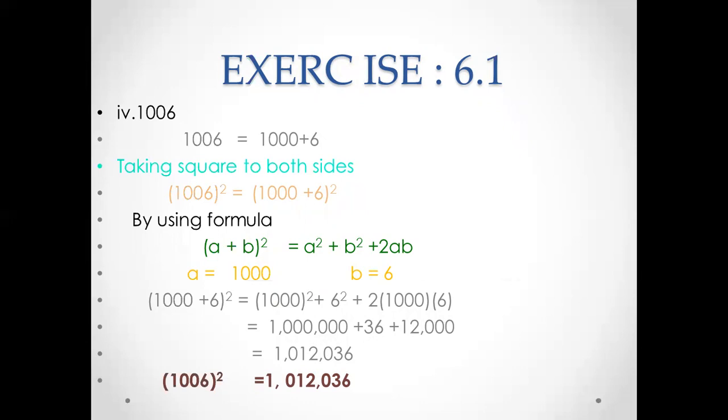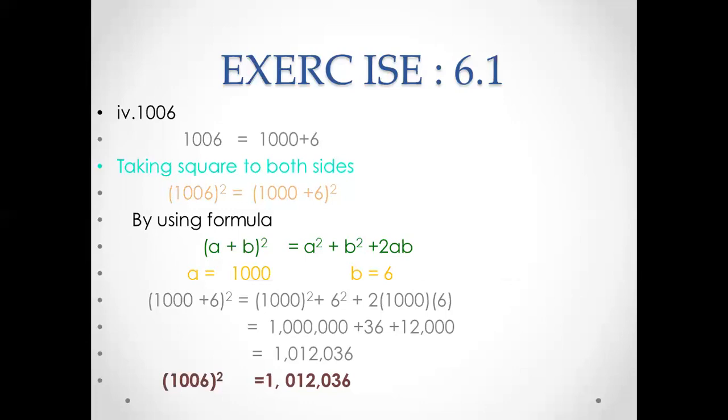According to our question, a is 1000 and b is 6. And there is positive sign in between it. So again we apply the formula a plus b whole square. A square plus b square plus 2ab. Now instead of a you put 1000. 1000 square plus 6 square plus 2 into 1000 into 6.